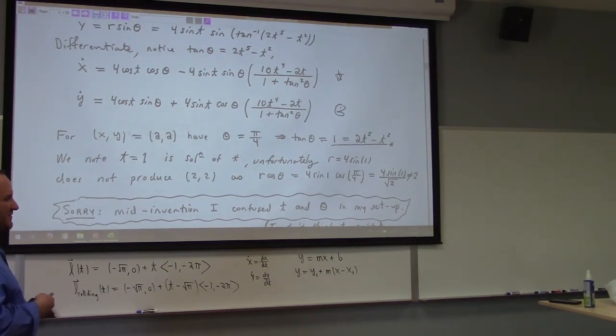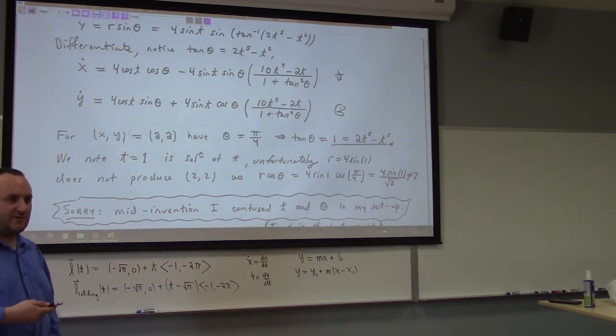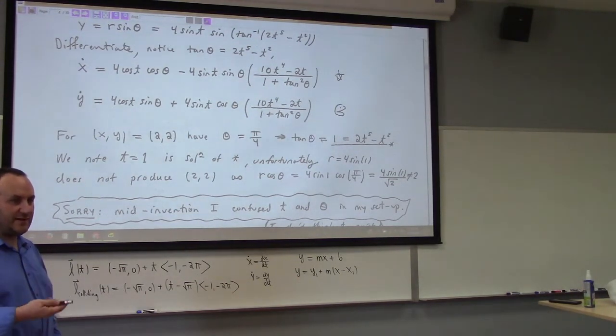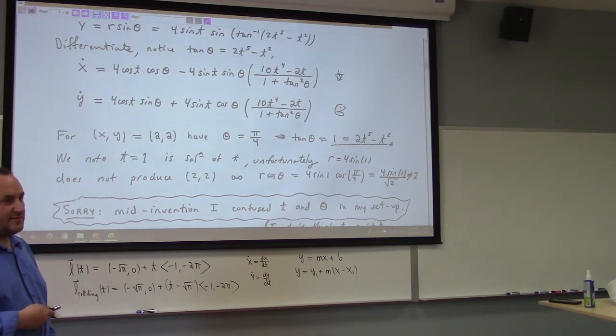Whenever you're presented with some sort of ugly equation in a test or in homework or something, you should always at least check 0, 1, minus 1. It takes you almost no time to check those. And if you try 1, it works. Yeah. So t equals 1 is a solution.